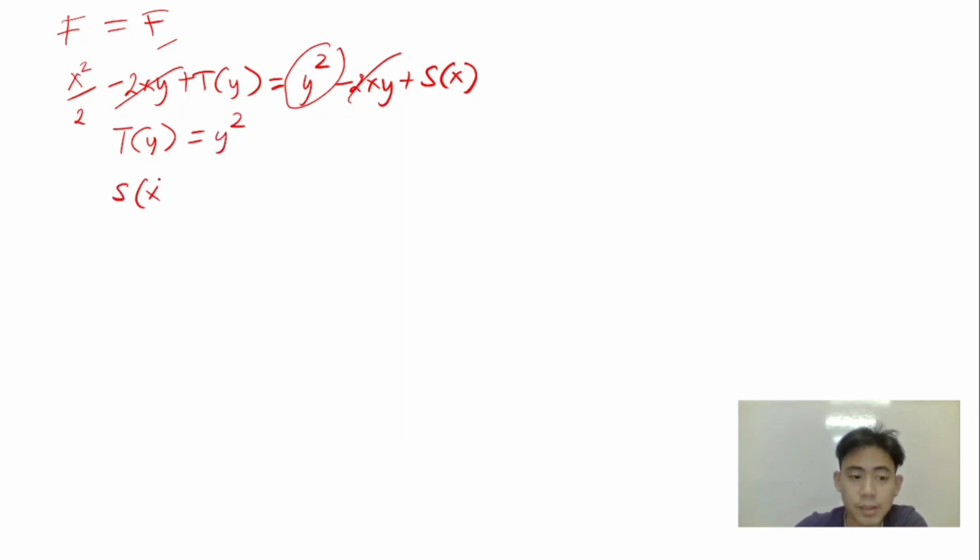Now, sa s of x naman natin, since located naman siya sa right side, titingin naman tayo ng value ni s of x sa left side. Okay? So, lahat ng may x sa left side is value ni s of x. So, since x squared over 2 ang natira, yun yung value ni s of x. So, x squared over 2. Okay? So, since na-identify na natin yung value ni t of y and s of x, that's the time na substitute na natin siya sa f.